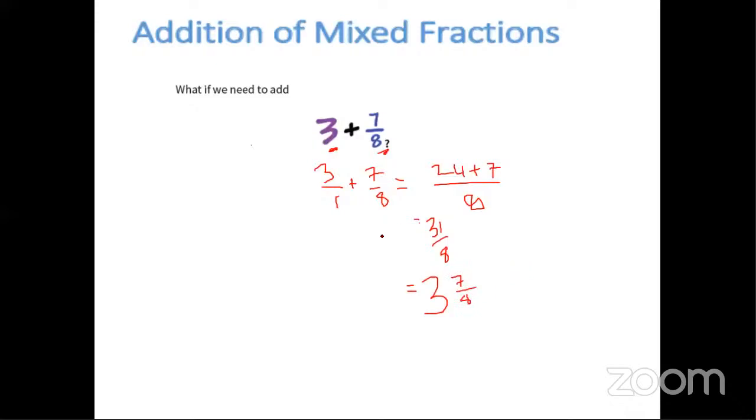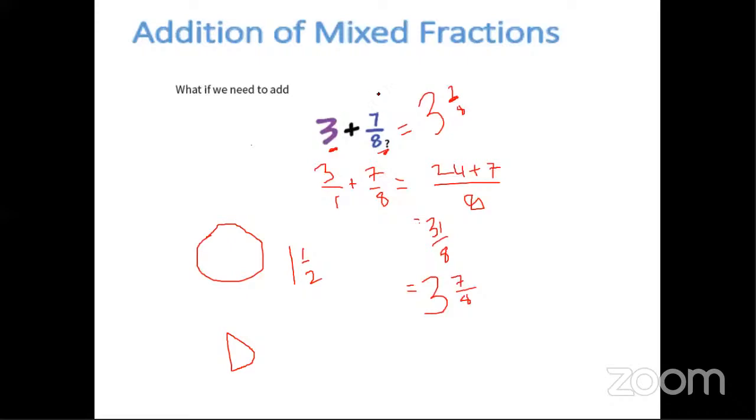Now, class, the point is, when you have such a number like this, you are automatically saying 3 whole numbers, 7 out of 8. Let me give you an example. If you have one chapati, and I give you a half of it, how many do you have? You have 1 chapati and a half. That is what you have.